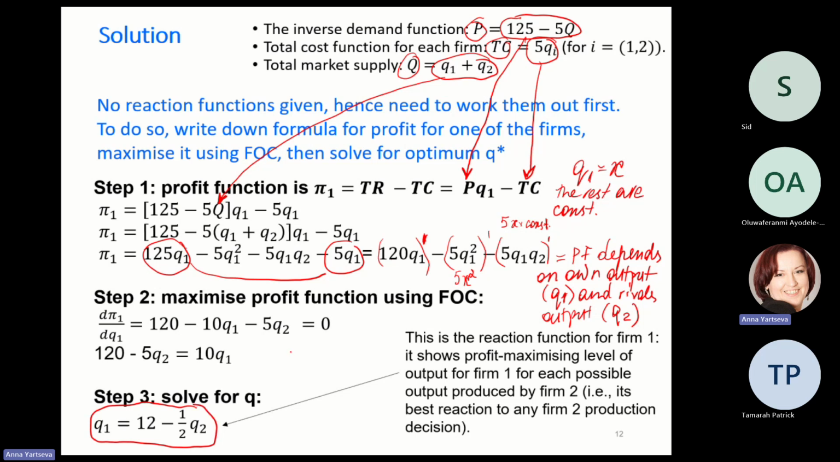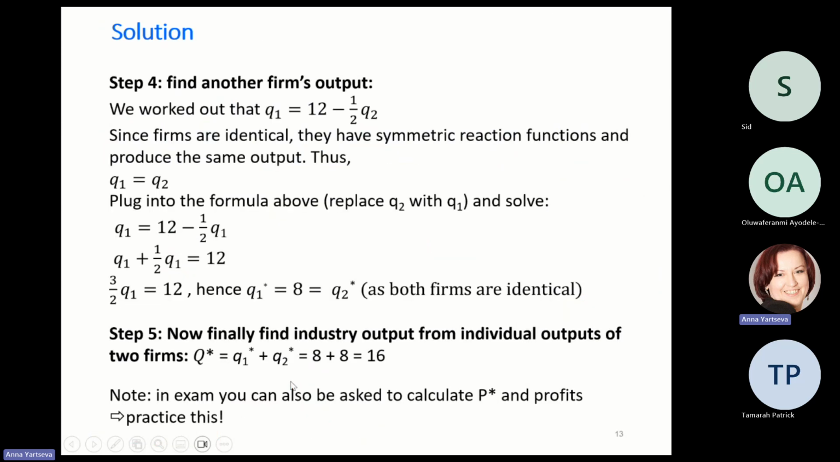This formula describes this particular line, the reaction function for company A, for company 1, which shows how much quantity company 1 needs to produce for any quantity produced by company 2 to maximize their profit. Right? Because the companies are identical, they will have absolutely the same reaction function. So this is the reaction function for firm 1, and the reaction function for firm 2 will be 12 minus a half times Q1, symmetric. Just a mirror image of this.